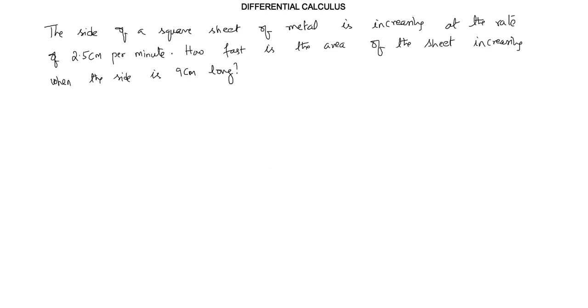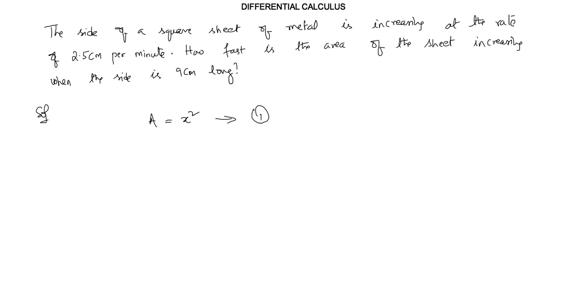Okay, so let us move on to the next problem. Let us find the solution for this. Denote x as a side of the square, and A denotes the area, so we get A is equal to x squared. Keep that as equation 1.